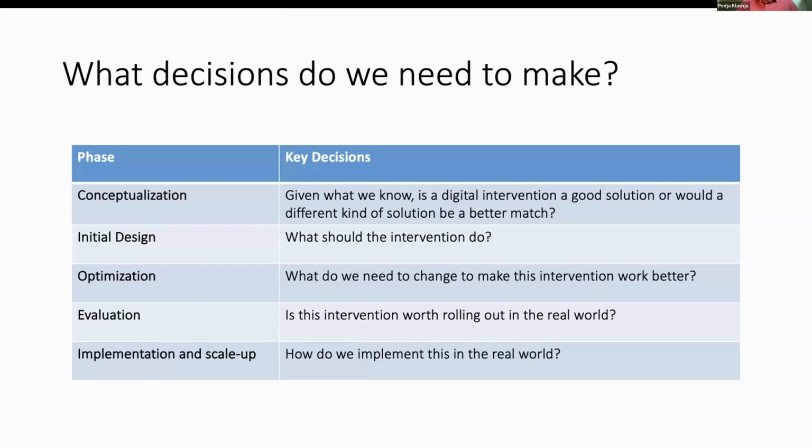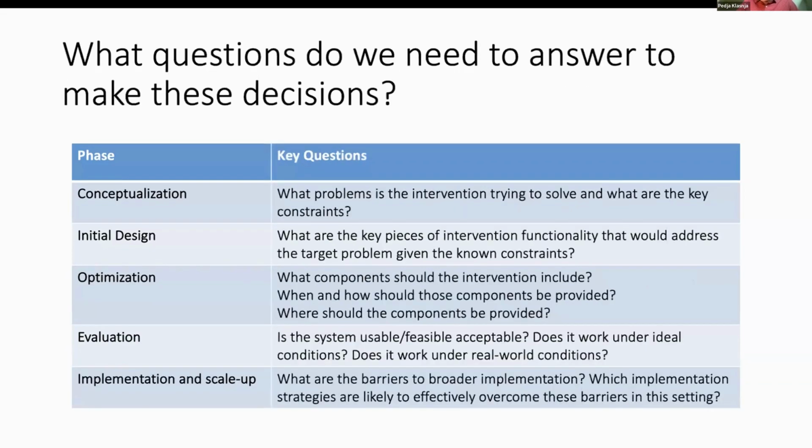And one way to think about all of these decisions is that they're all grounded in a certain set of questions that you're going to be trying to answer at each particular stage, right? At the stage of conceptualization, the key questions have to do with what is the problem that you're actually trying to address, right?